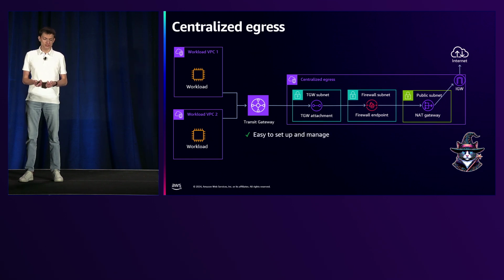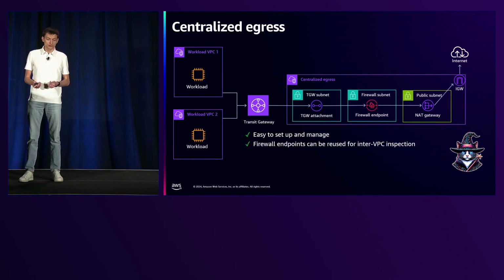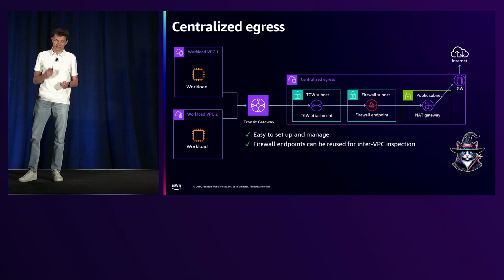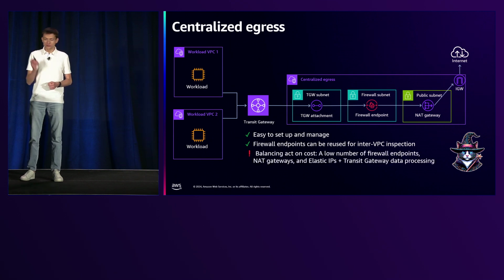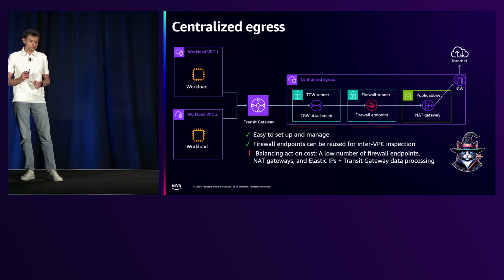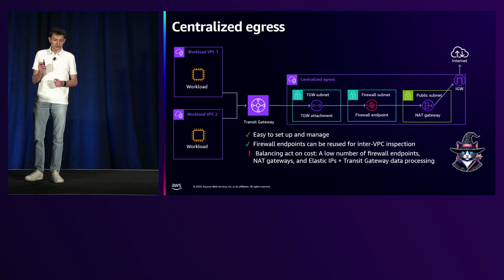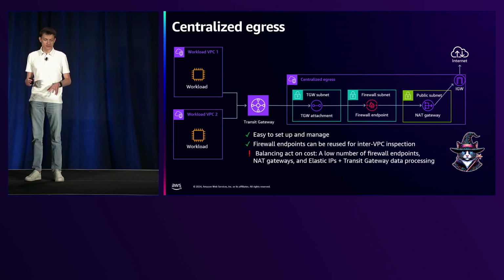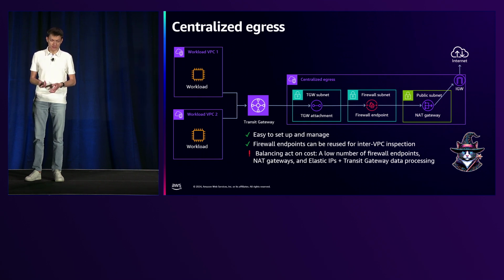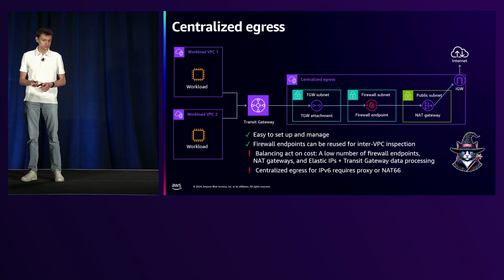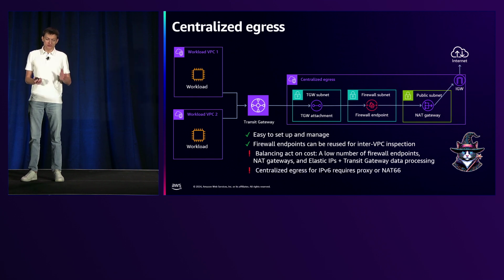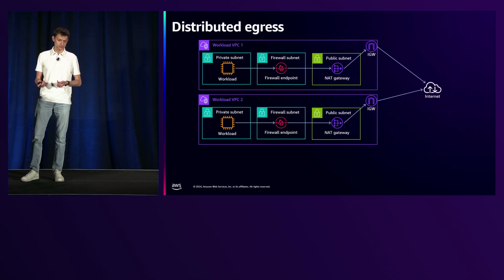It's very easy to set up and manage. And you can even reuse that firewall endpoint for east-west. But you need to think about cost here. So you have a low number of firewall endpoints and a low number of NAT gateways, but now you will have an additional Transit Gateway data processing charge. And specifically for IPv6, centralized egress would require either a proxy or a NAT66 solution.